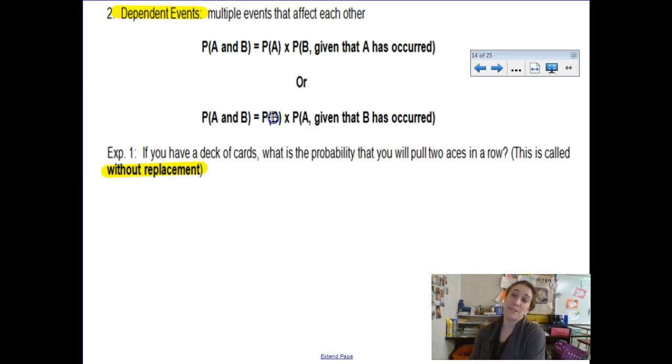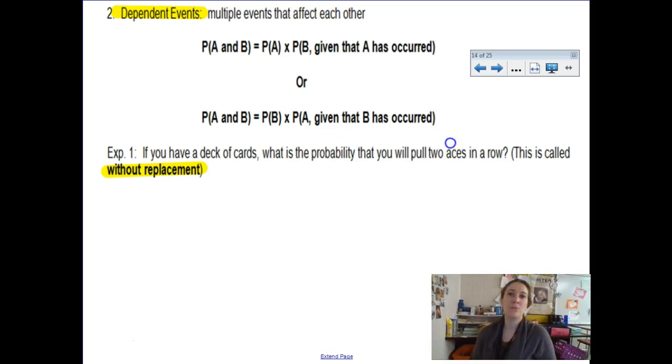So what if our events are dependent? Now, there's this really funky little formula, probability of A times the probability of B, given that A has occurred. And there's even more formulas than this, but I think if you just think about the question, it's so much easier to compute. So let's assume we know all about the deck of cards again.